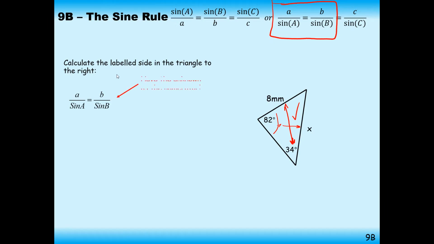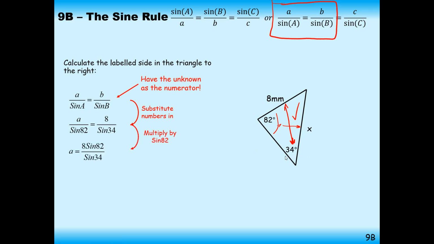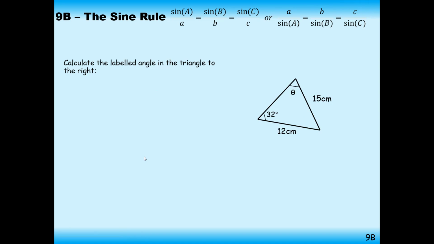So we can label 8 to be little v and 34 to be capital V. Substitute and rearrange, multiply both sides by sine 82 and put it on your calculator. You should get 14.70. Easy peasy. Once again, you've been asked to calculate this angle here, and you know the opposite side and the opposite angle to it.